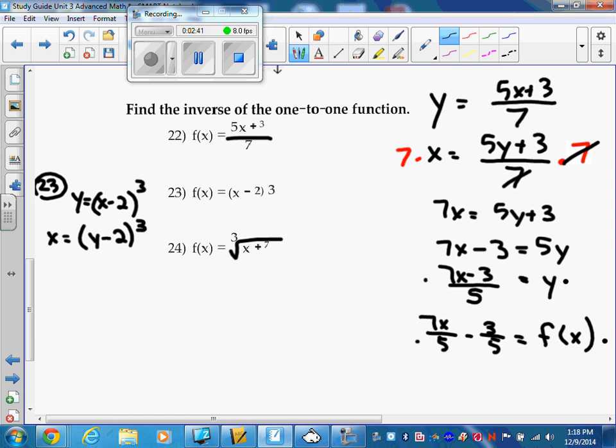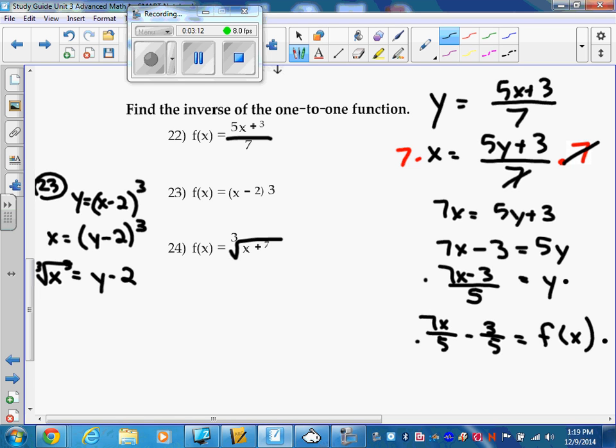Now some people have been putting a plus and minus there. You don't need a plus and minus if the index is odd, or if your exponents are odd. You only need plus and minus for square rooting and fourth rooting and sixth rooting. So we don't need a plus and minus here. I'm going to cube root both sides, so the cube root of y minus 2 cubed is y minus 2.